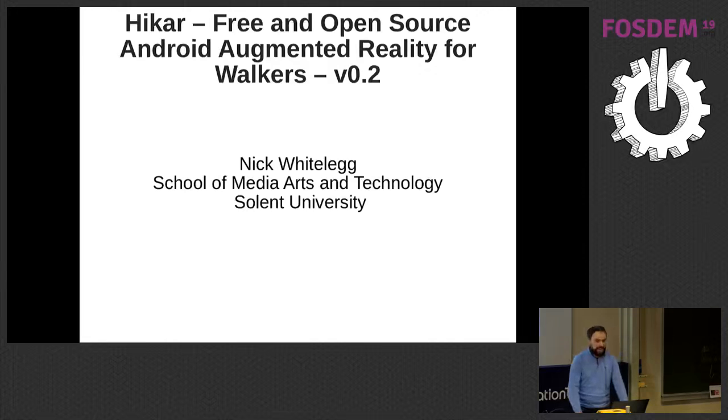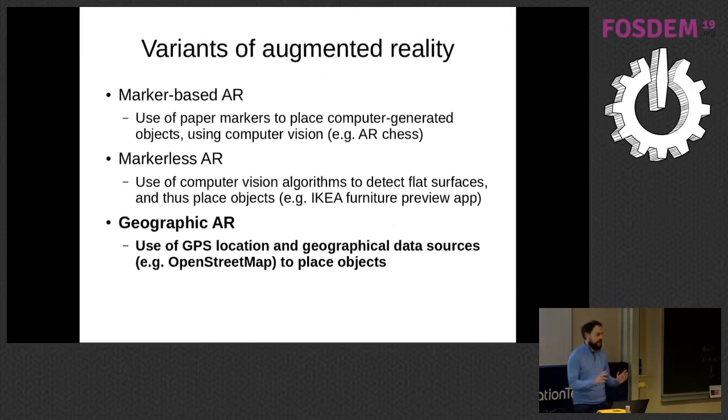So today I'm going to talk about my project, Hikar, which is all about augmented reality for walkers and hikers. Okay, just a very quick background on the different types of augmented reality we have. So I'm sure you all know what AR is by now. Basically, the augmentation of the camera feed on a mobile device, such as a phone or a tablet, with computer-generated data. So probably something like Pokemon Go is the most mass market example.